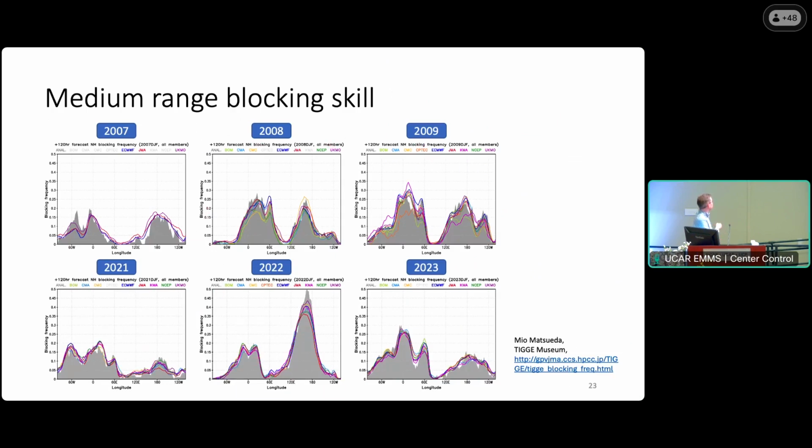This is the blocking frequency 5 days ahead. And you can see just in terms of frequency, the models do an okay job. Some are struggling a bit sometimes, and maybe, this is not a formal analysis, maybe they are doing a bit better now in the most recent years. So either I didn't look properly, or perhaps this is a bit of a gap in the literature, that we don't have this long-term view on the medium range blocking skill.